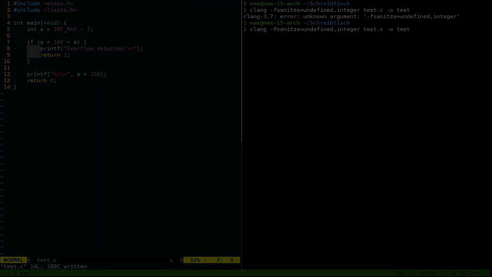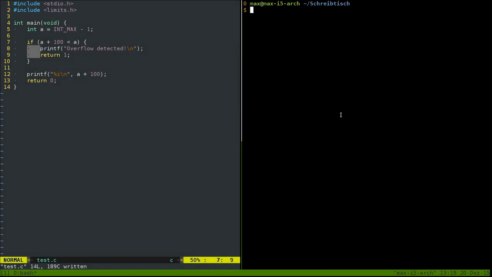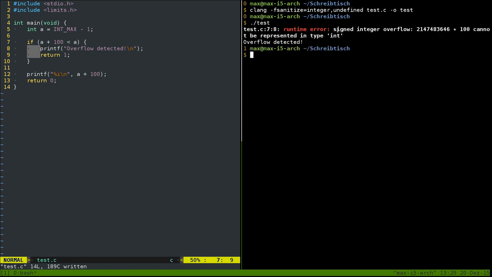Well, that's bad. So I found what I was doing wrong. I had a typo. It's just clang dash f sanitize equals integer, undefined, test.c dash o test. Now when we run test, we get a runtime error in line 7, which is this one, at position 8, which is, let's see, this parenthesis. It says this number plus 100 cannot be represented in type int.